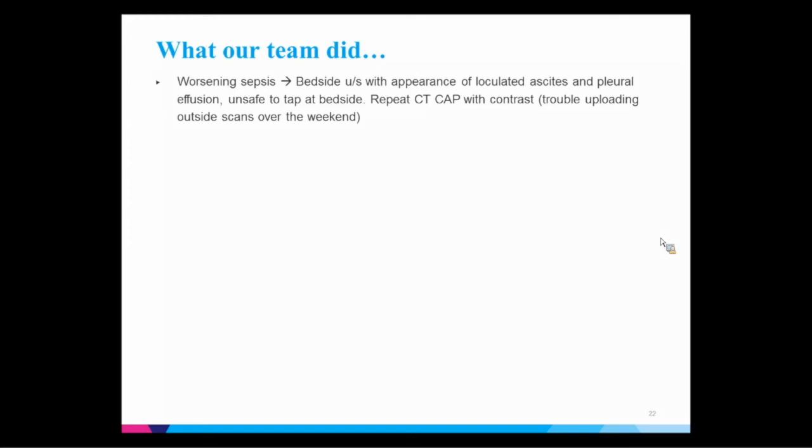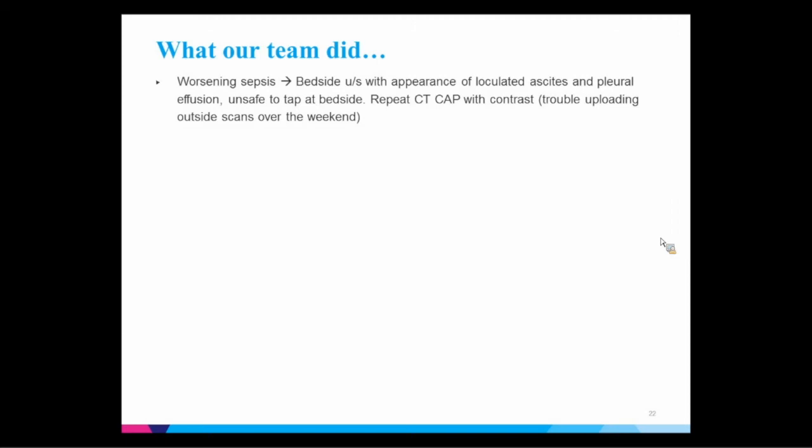He came on a Saturday. The imaging couldn't be uploaded during the weekend. And then he had pretty sizable pleural effusions on both sides that were all septated. So then the question was, okay, we don't think it's really safe to tap at bedside. We couldn't even tell what anything was under there. It's very unclear what was bowel and what wasn't.